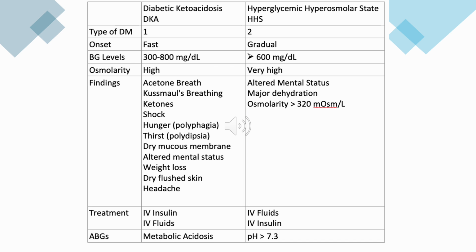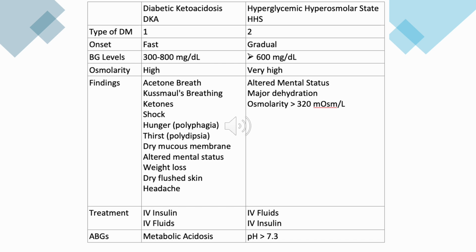They are going to be extremely dehydrated, so look for those signs of dry mucous membrane, skin tenting if they're young. Remember, older adults, that's not a valid sign to use. Altered mental status, weight loss, dry flushed skin, and headache. That's what you're going to see in somebody with DKA. It's treated with IV insulin and IV fluids, and the ABGs are going to show metabolic acidosis.